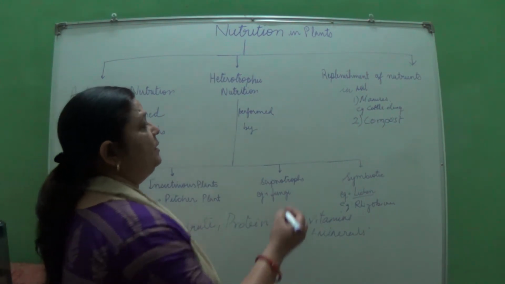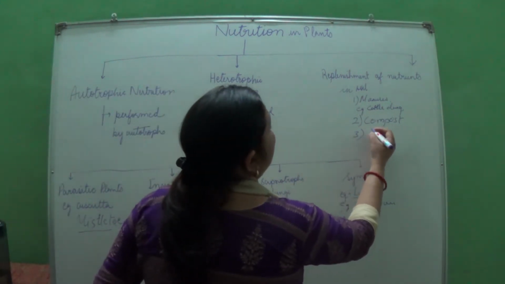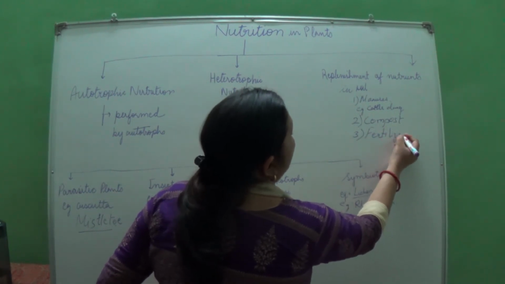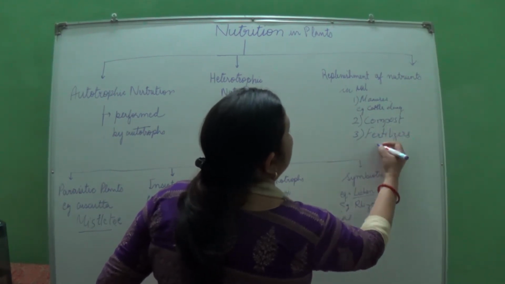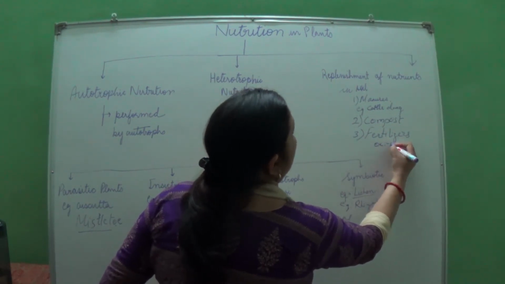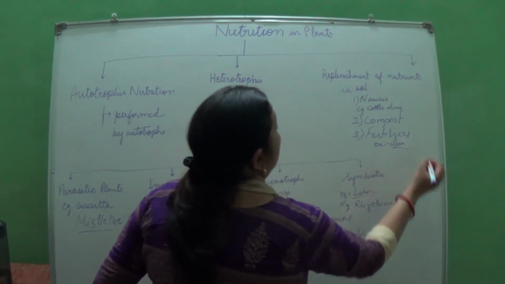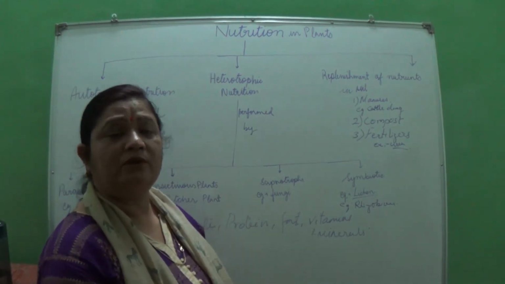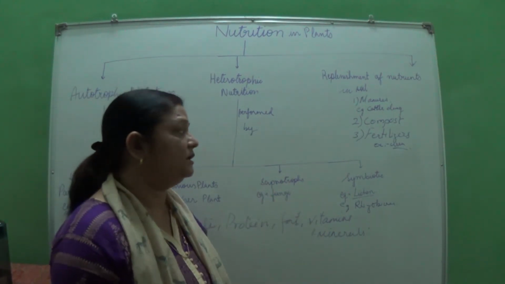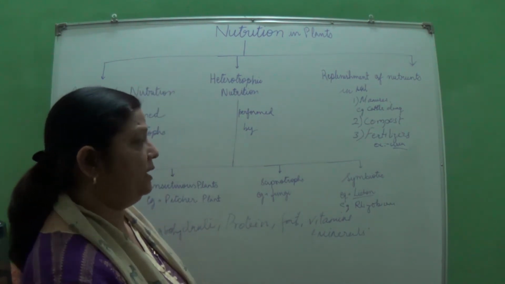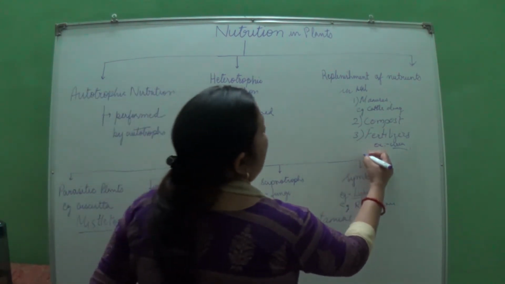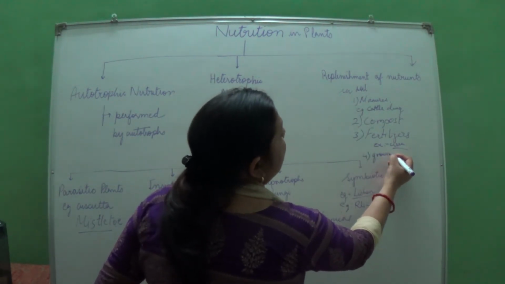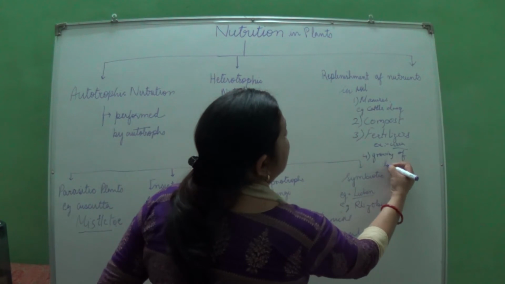Okay, and the third is fertilizers. A common example of a fertilizer is urea. Here the nutrients in chemical form are added directly to the soil to increase its fertility. And then next comes growing of leguminous plants.